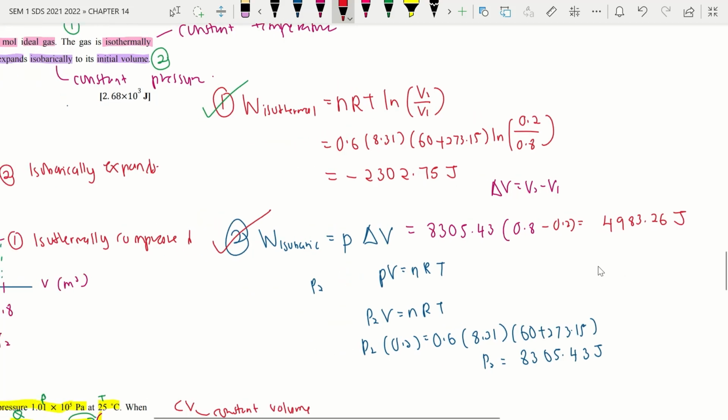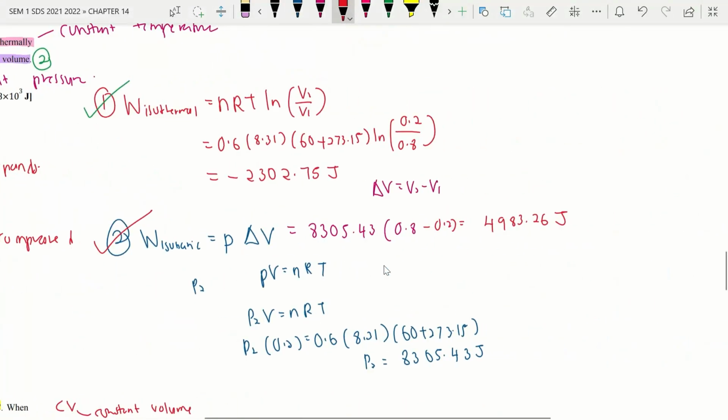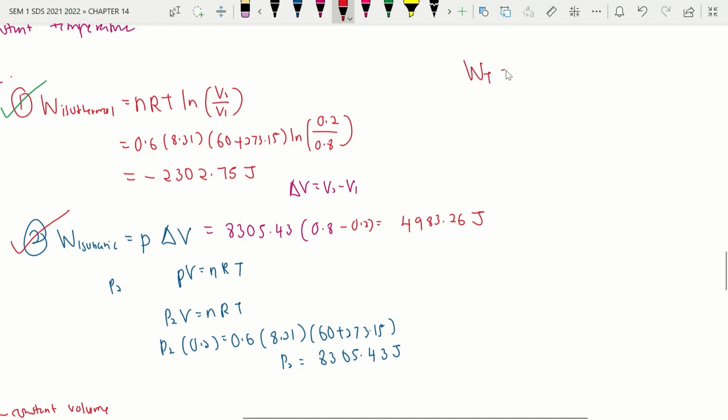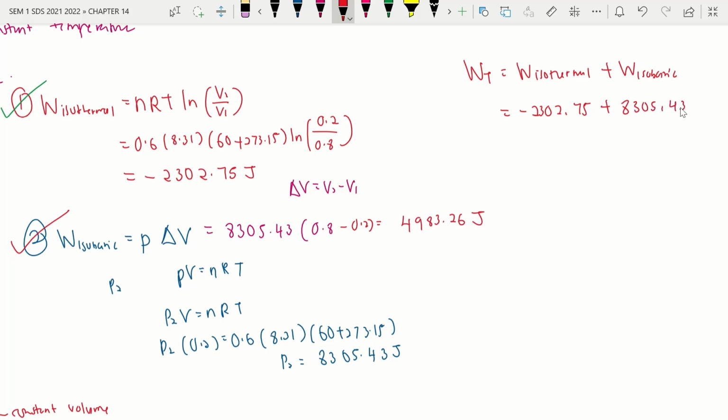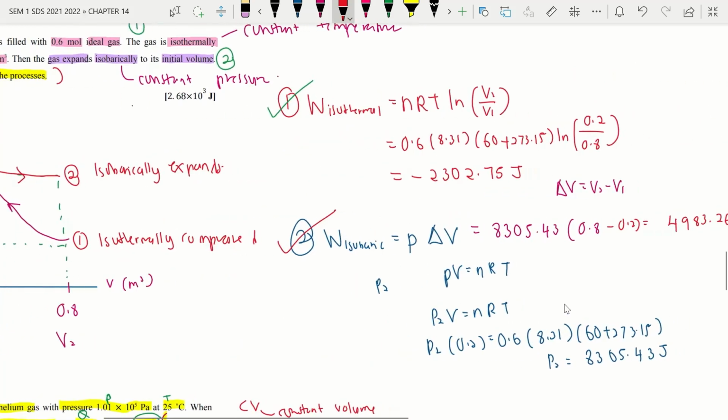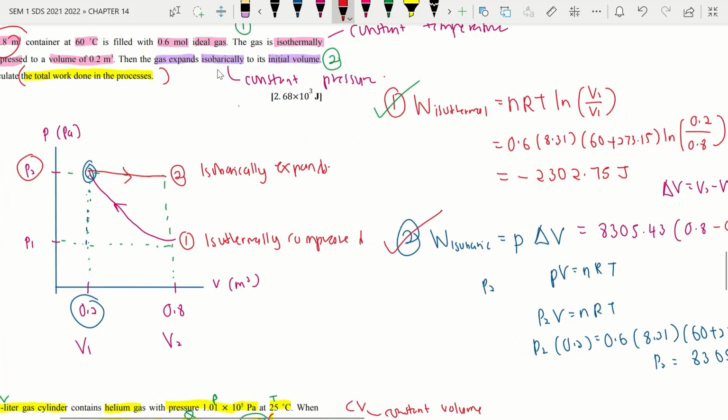But the question asks us to look for total work done. So the total work done will be work done for isothermal process plus work done for isobaric process. So the isothermal is negative 2302.75 joule plus 8305.43 joule. So you press your calculator, you will get 2680.51 joule.